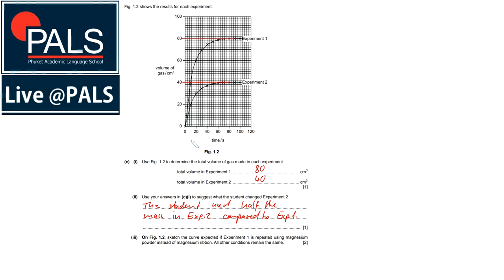But since we are not changing the mass of magnesium, our curve has to level off at the same maximum volume of hydrogen gas being produced. So that means our line must initially be steeper, something like this. And then it curves and levels off at the same volume as the first experiment. So make sure that your initial line is steeper. That's what we get 1.4. And then the second point is that it levels off at the same volume of 80 cm³. But again, it reaches that volume earlier than in experiment 1.